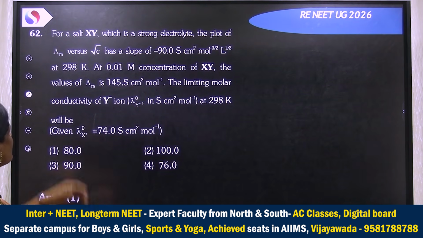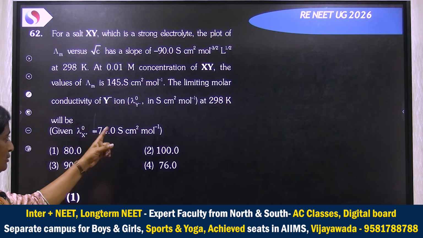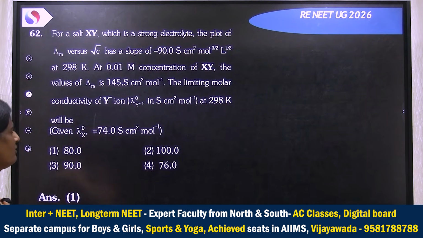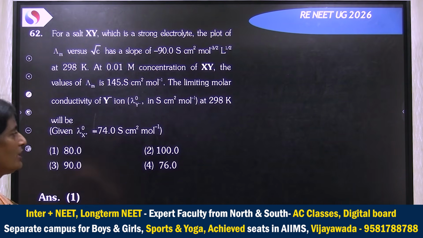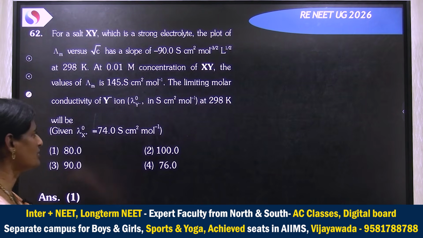What will be the limiting molar conductivity of Y minus ion? The limiting molar conductivity of X plus is given as 74 S cm² mol⁻¹. So this is from electrochemistry.